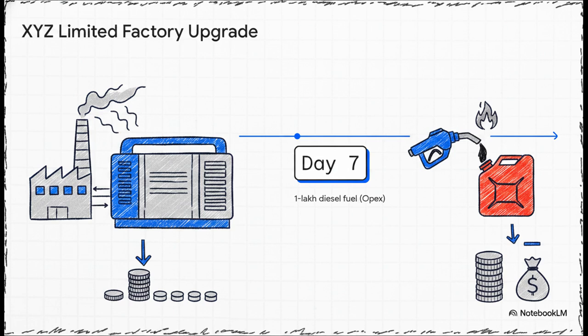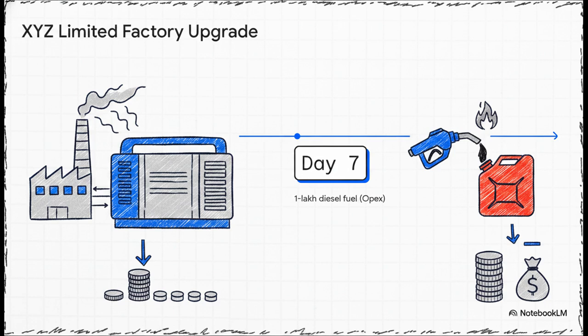Now, because this generator is an asset that's going to last for 10 years, the finance team does not deduct that full 50 lakhs from this month's profit. Instead, they slowly deduct its cost over a decade, which is a process known as depreciation. But fast forward to day 7, Raya needs to test the machine, so she issues an Opex PO for 1 lakh rupees to buy diesel fuel to run that generator. Because the fuel is burned and consumed right away, the finance team deducts that entire 1 lakh expense directly from this month's profit.